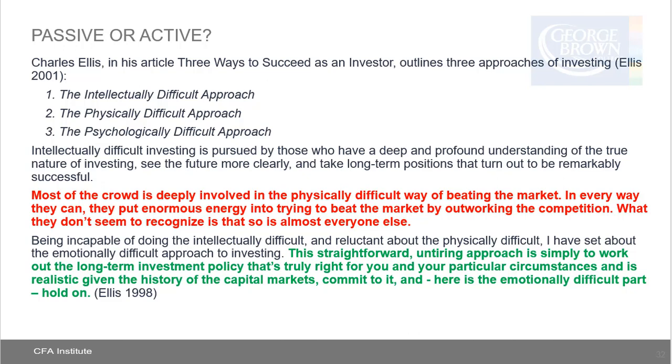Number 2, the physically difficult: most of the crowd, this is the investment industry, is deeply involved in the physically difficult way of beating the market in every way they can. They put enormous energy into trying to beat the market by outworking the competition. What they don't seem to recognize is that so is almost everyone else. So markets are efficient when they're efficient. It's hard to beat the other person.